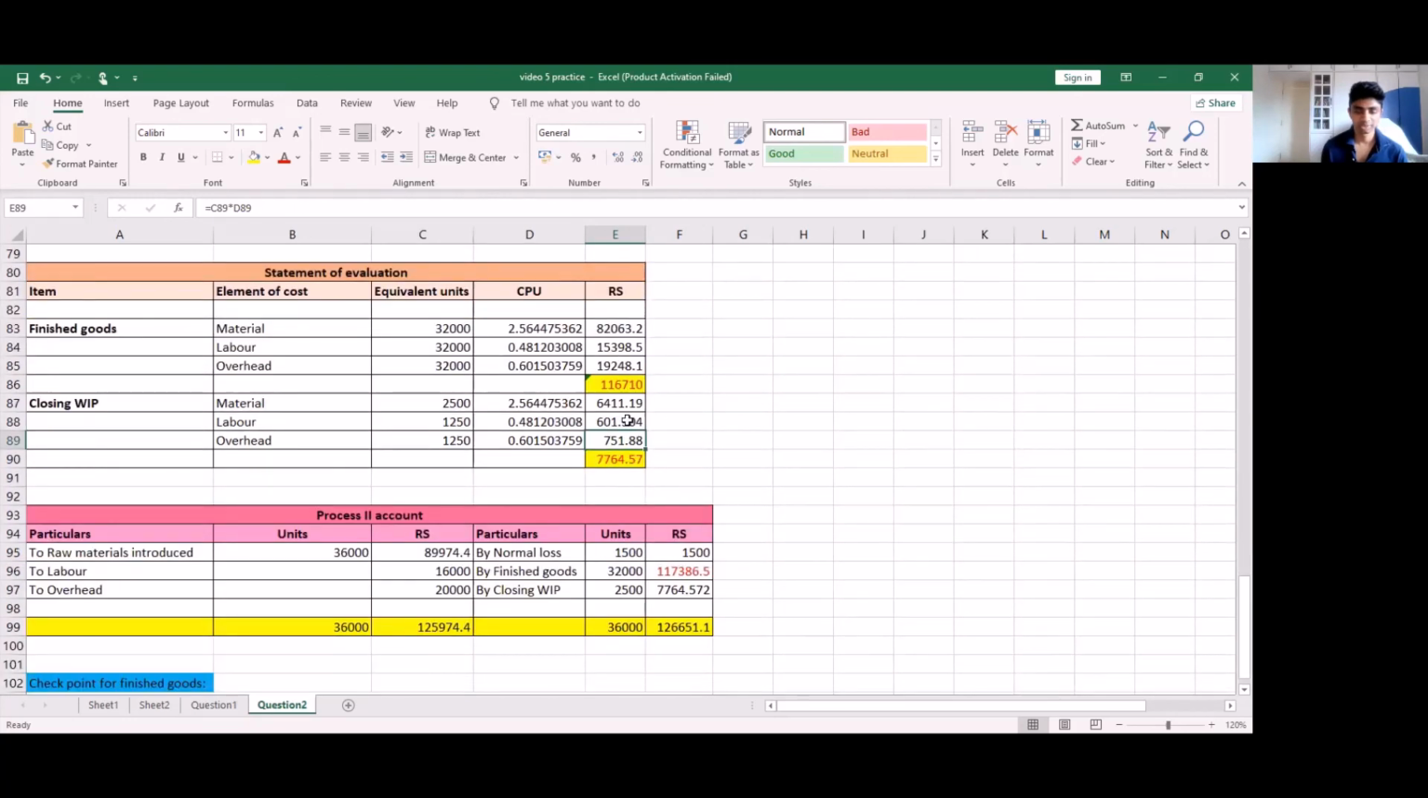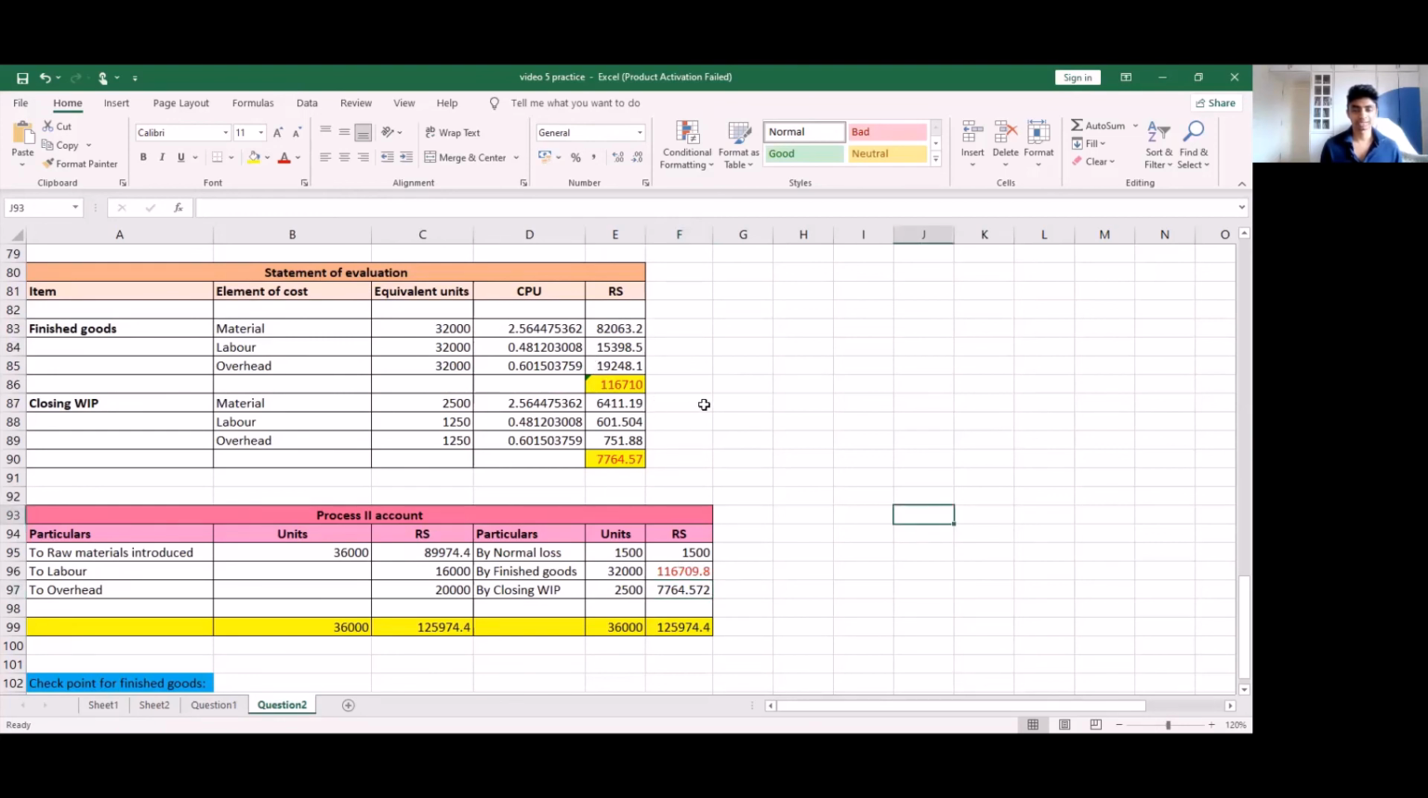So now that these two have changed, let's quickly go back and calculate our finished goods or balancing figure once again. So we will have 1,25,974.4 minus 9,264.572. So by doing this, we get 1,16,709.8. Now let's compare this with our statement of evaluation.